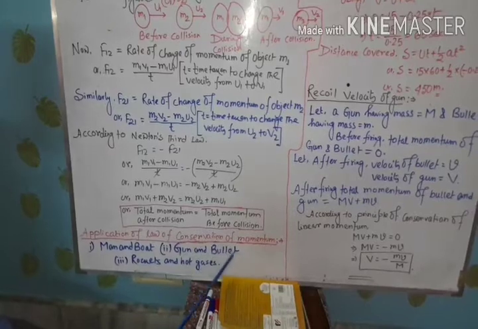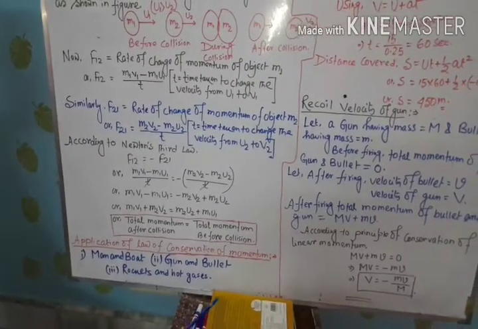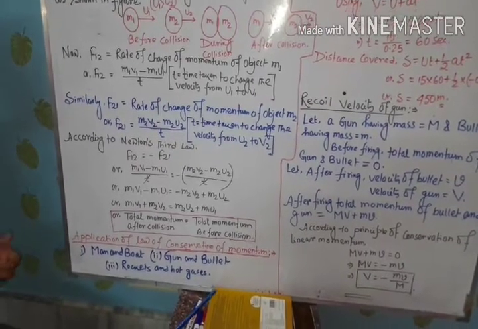Secondly, gun and bullet. We know that whenever we fire a bullet, the gun moves in the backward direction.